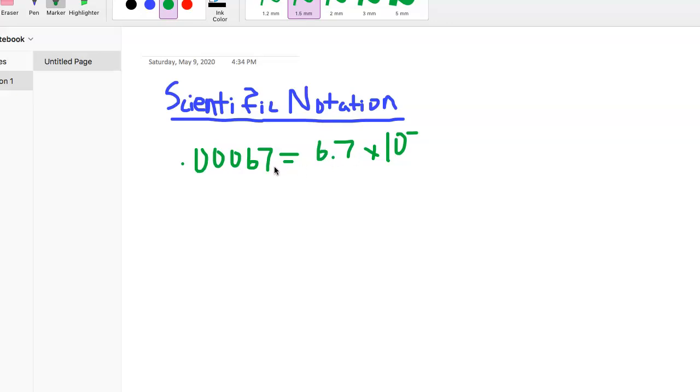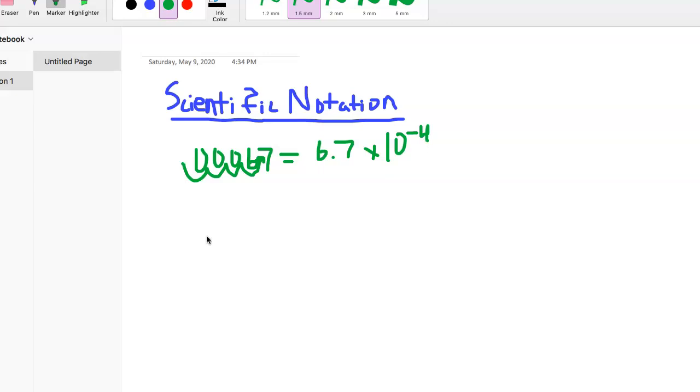On this one, we'll still start here until we get in between the 6 and the 7. So 1, 2, 3, 4. There we are between the 6 and the 7. There's 4 numbers, so it's going to be a negative. 6.7 times 10 to the negative 4.